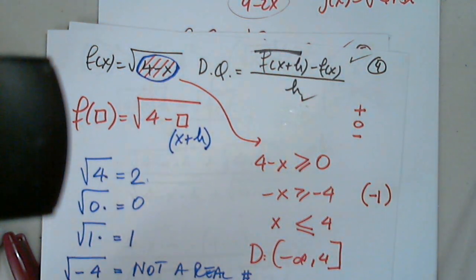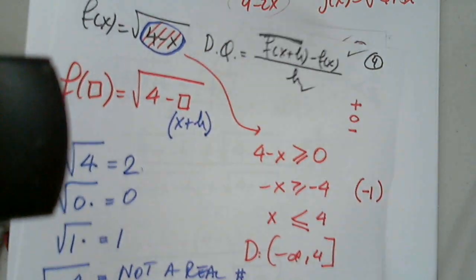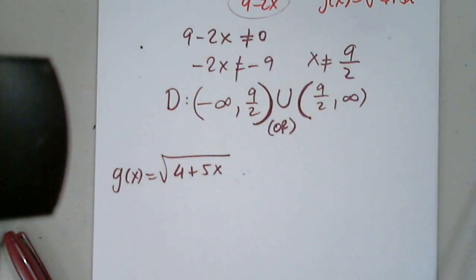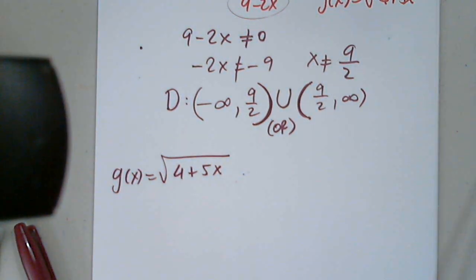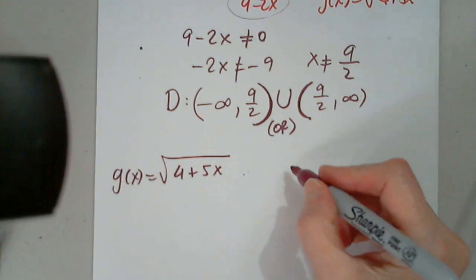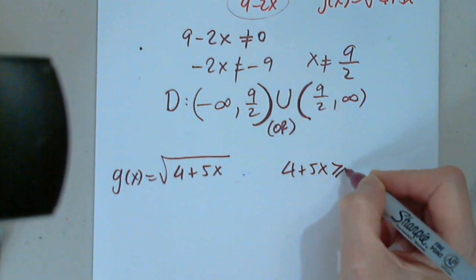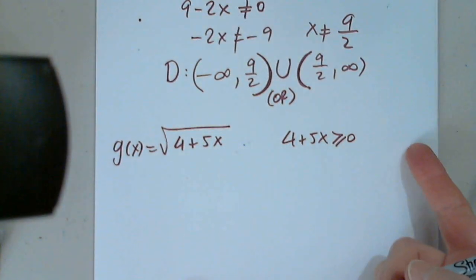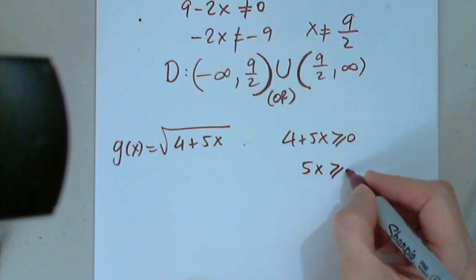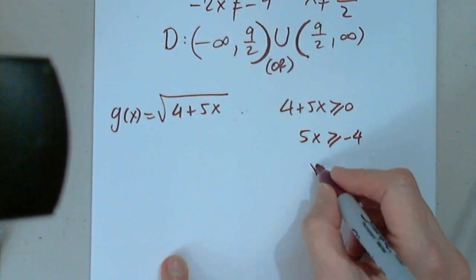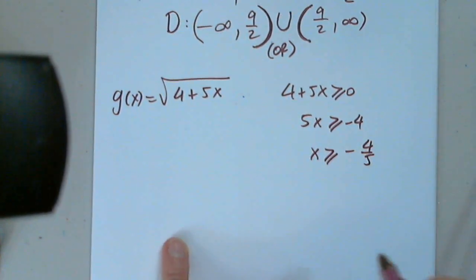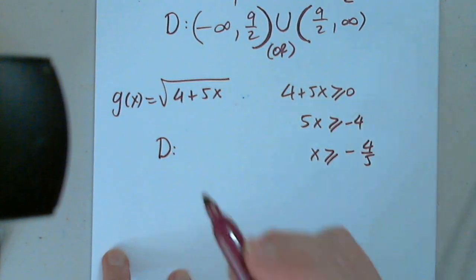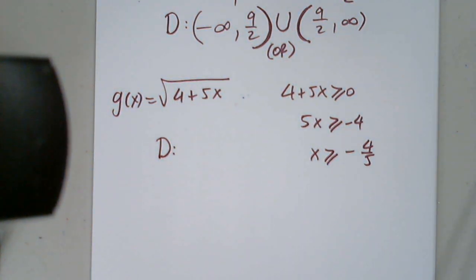So, what do I write for this one? Can anyone tell us? 4 plus 5x is greater than or equal to 0. Yes, I agree with that. Perfect. I move 4 to the other side. I divide by 5. And now I can write the domain. Can anyone give us the domain for this function?